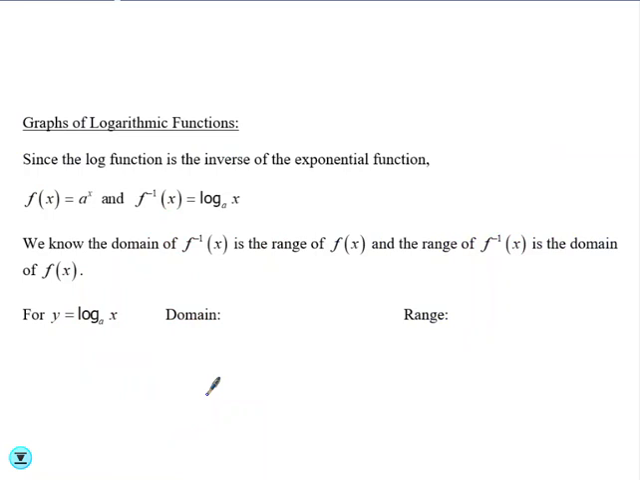As we discussed in the previous video, for an exponential function like we have here, where it's just a to the x, the domain is all real numbers and the range is 0 to infinity. So for our logarithmic function, y equals log base a of x, our domain is going to be 0 to infinity, and our range is going to be all real numbers.